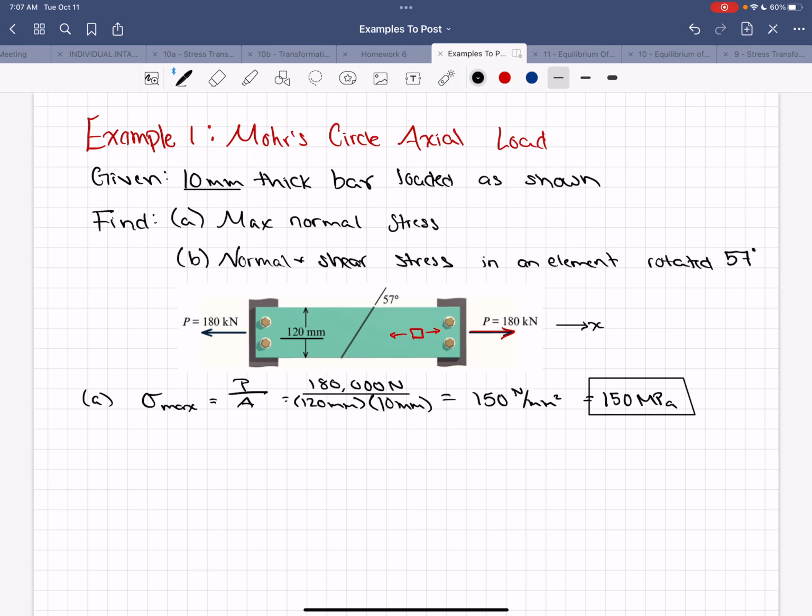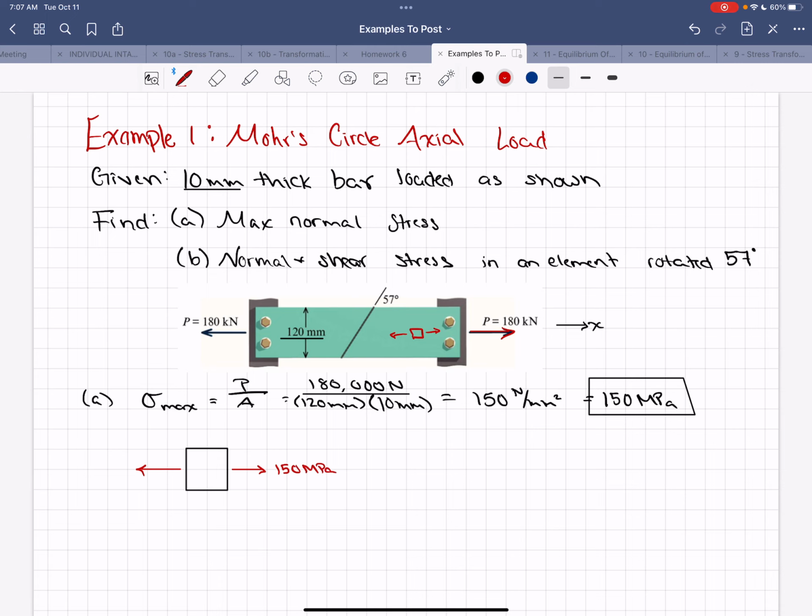Maximum normal stress, but pretty simple. If we drew a stress block of that like we did on the bar, we would just have two arrows on it. They're in tension, it's positive, 150 megapascals. That's what they both equal.